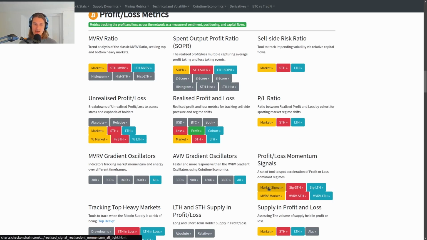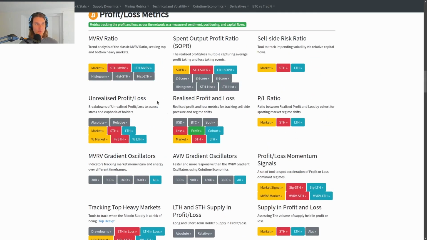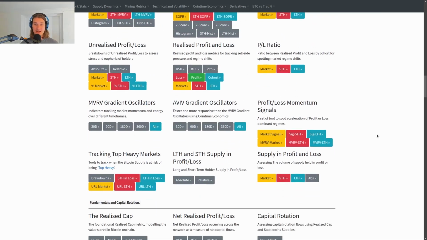So this is trying to identify these are all market-based, the entire market with no cohort applied, short-term holders, long-term holders. So we'll use that same pattern over and over again. So really the profit and loss metrics is where you'll see me personally spend a lot of my analysis effort because I think they're really, really powerful tools.